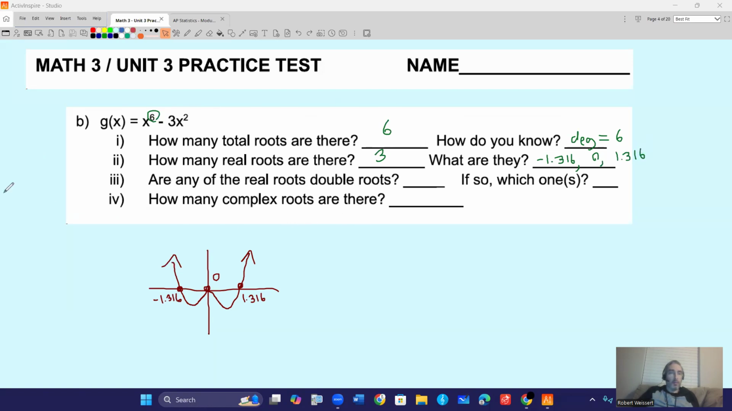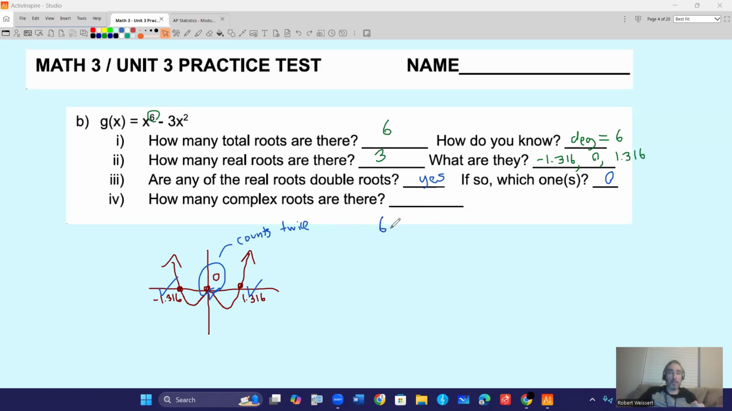Are any of the roots double roots? Yes. The double root here is going to be 0. So it's a yes and a zero. And how many complex roots are there? Well, again, this counts twice. So really there are one, two, three unique real roots, but since that one counts twice, it's basically going to be four roots that you subtract from the degree.